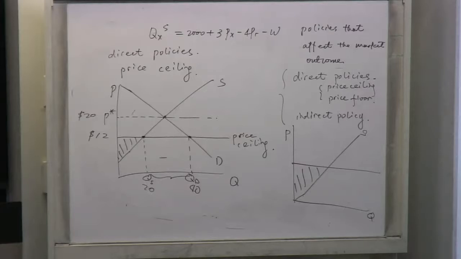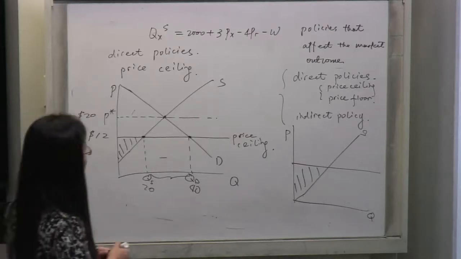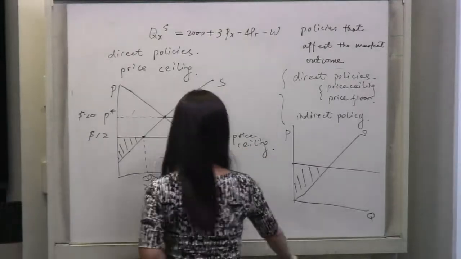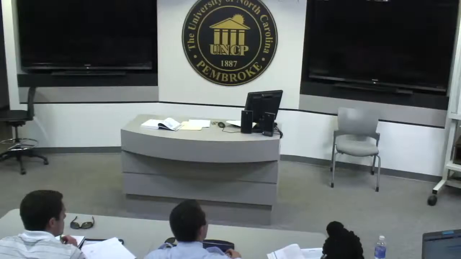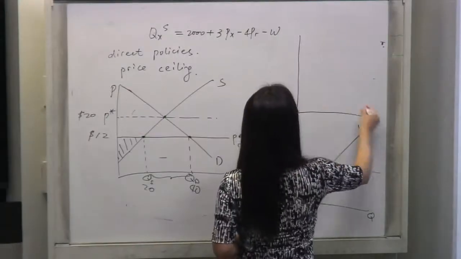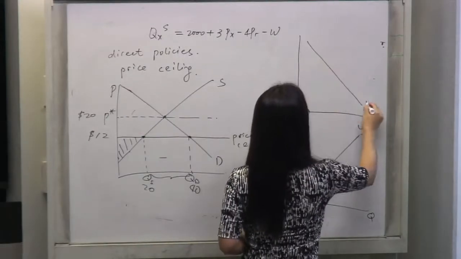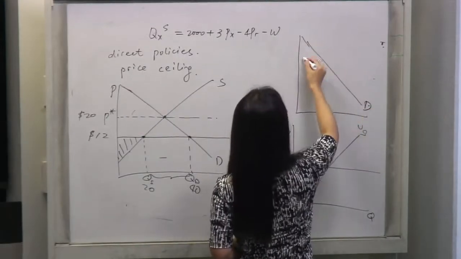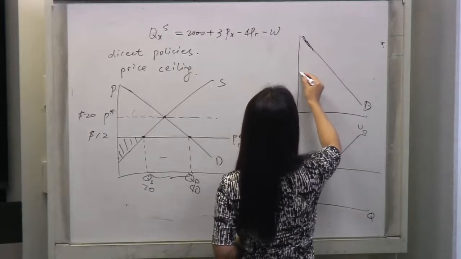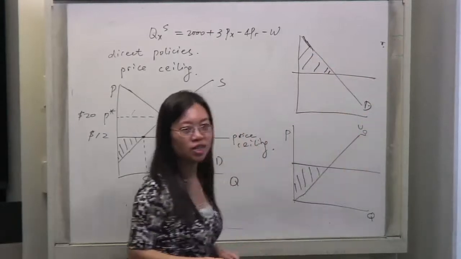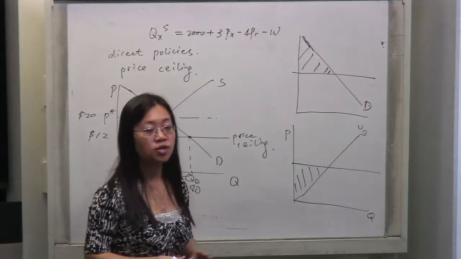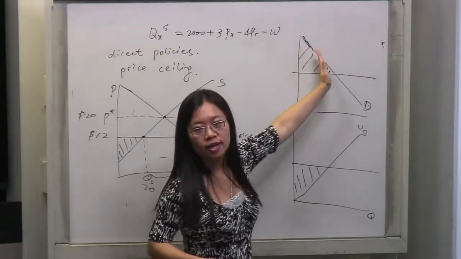What about the consumer surplus? Consumer surplus, we say, this is demand. If this is a market price, this is the consumer surplus, right? So it is the area between the market price and the demand.